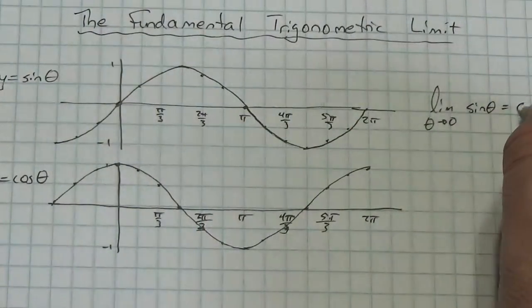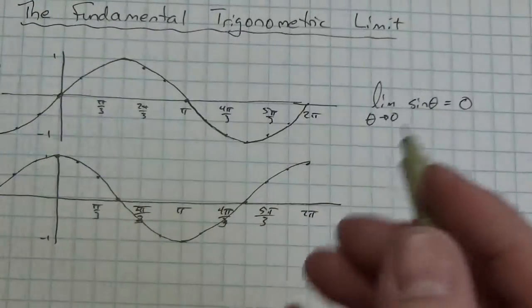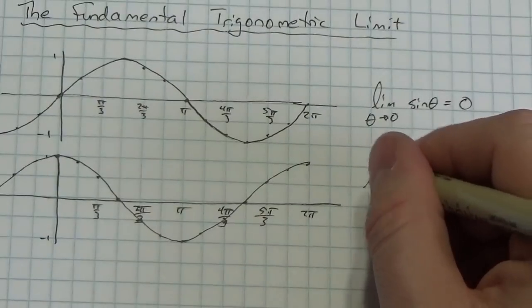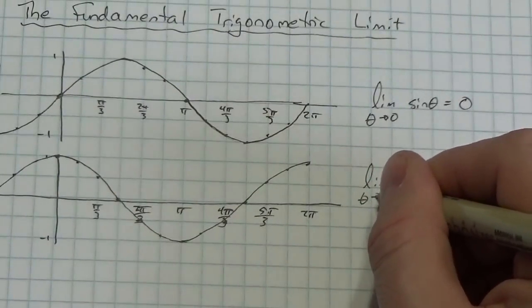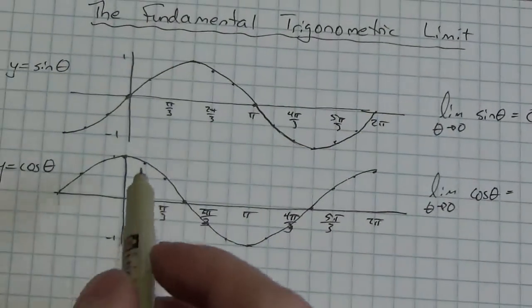So it seems pretty clear that the limit as theta approaches 0 of the sine of theta is going to be 0. Now let's take a look here at the limit as theta approaches 0 of the cosine of theta. This case is a little bit different.